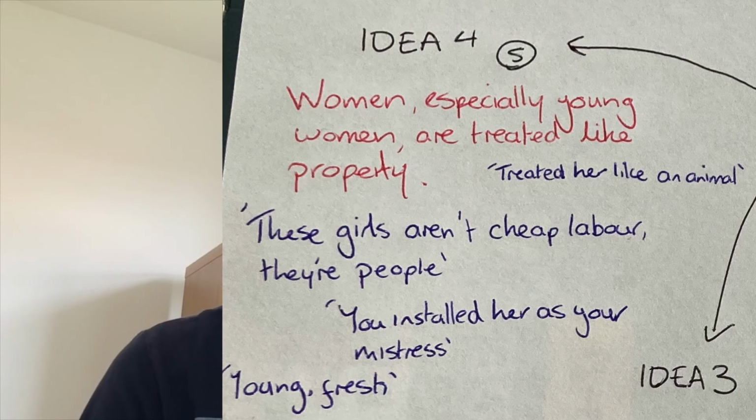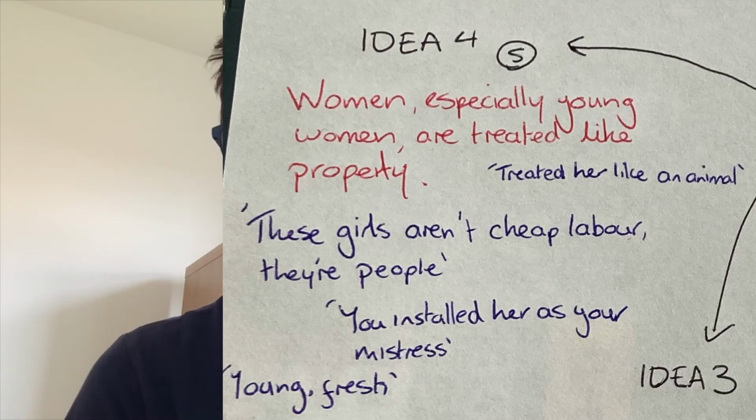So there are lots of examples throughout the play where women are being treated like possessions, like items, like goods and services, rather than human beings. And Priestley's message is saying how wrong and how despicable this behaviour actually is.